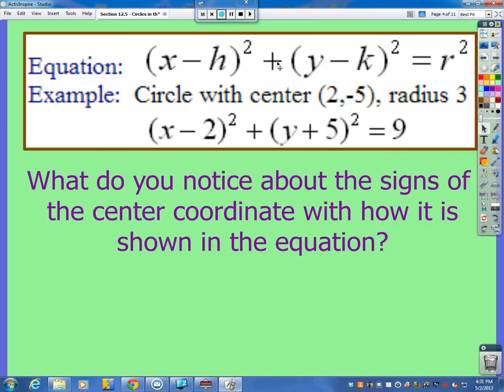Now, if this is our equation that we just talked about, our standard form, an example might be, what if we had a circle that had a center at (2, negative 5) and the radius was 3? And this is how you would write the standard form of that circle.